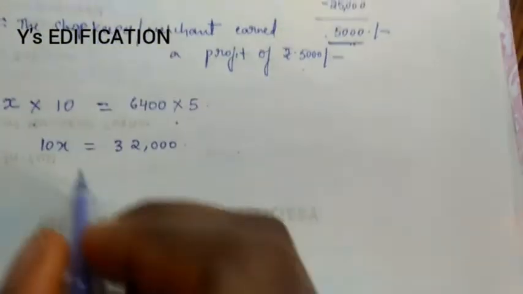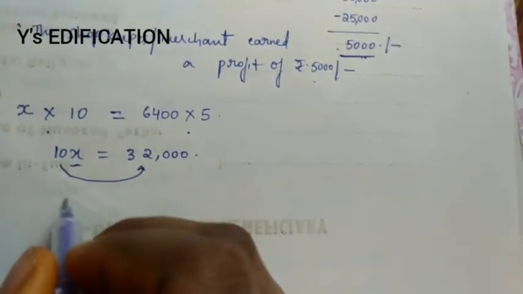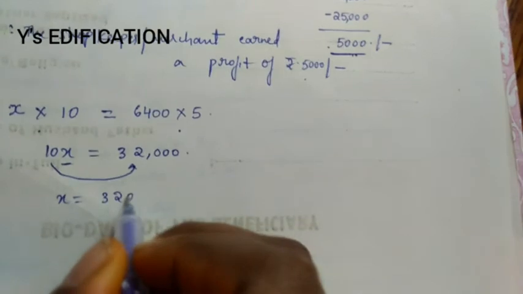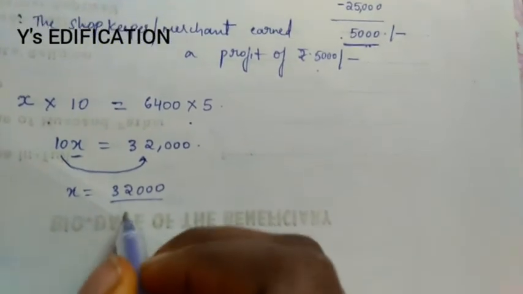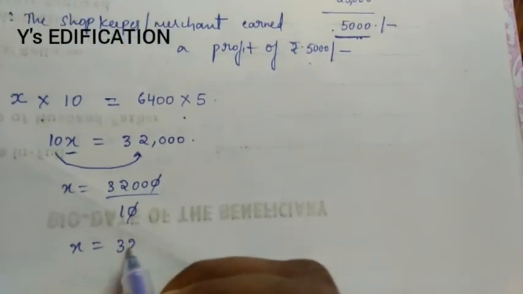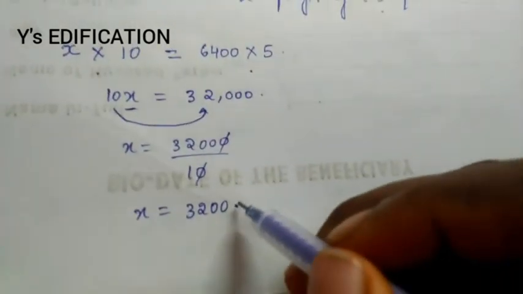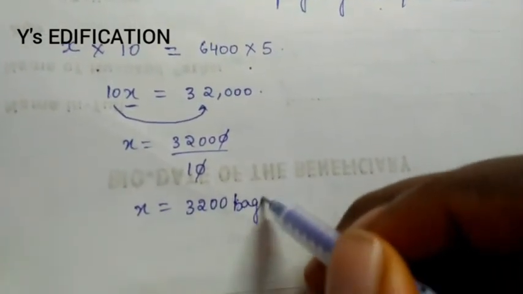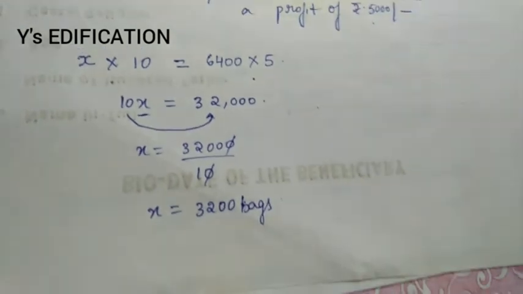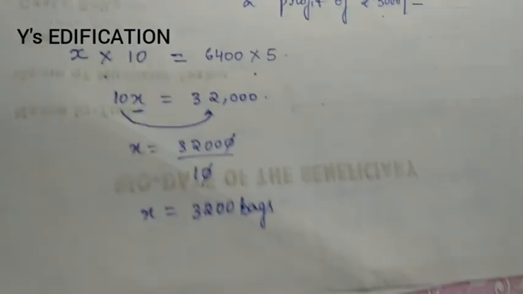32,000. Okay, we want the X value here. So I am going to transpose this 10 to the RHS. So X is equal to 32,000 by 10. Okay, when we cancel, X is equal to 3,200. So the merchant has to sell 3,200 bags of basmati rice to get neither a profit nor a loss in that month. Okay, got it?